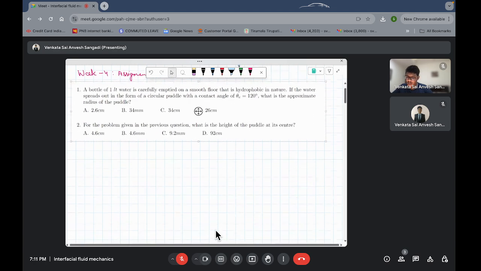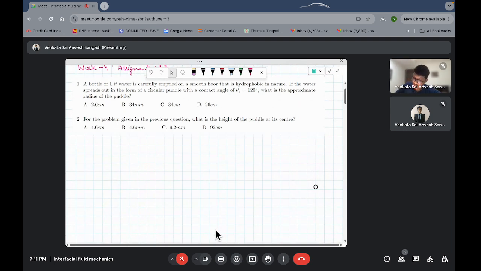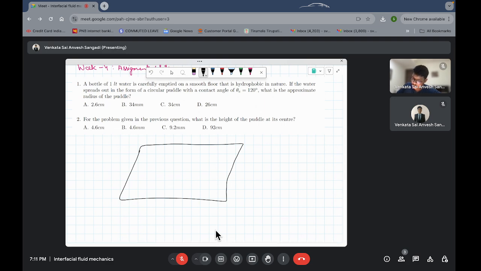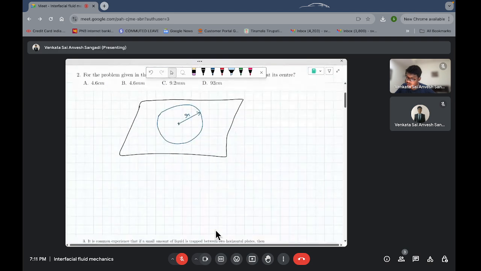First, let us make the diagram for this. If we look at the top view, there's a solid surface, and in that we have a circular puddle. We are asked to find, we are given that.